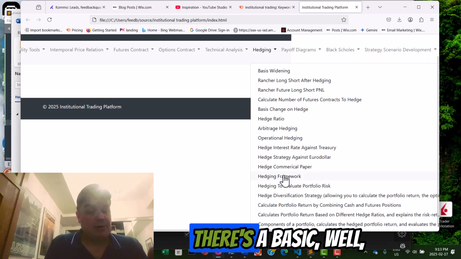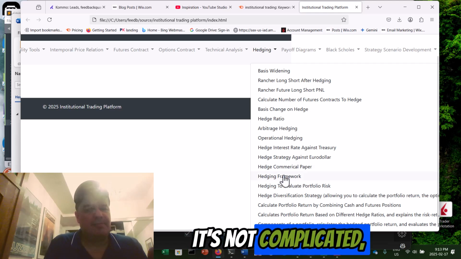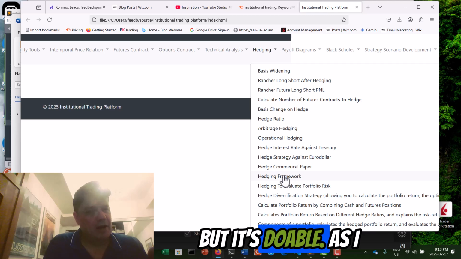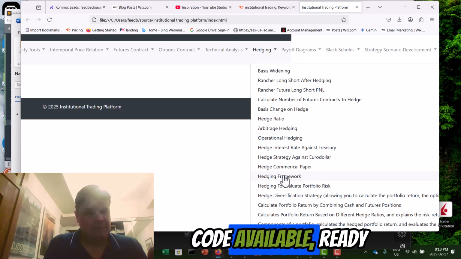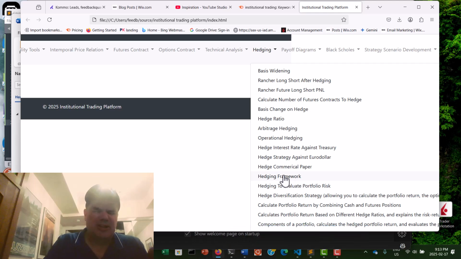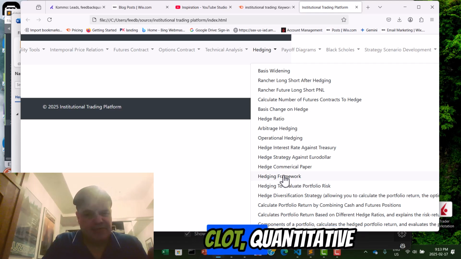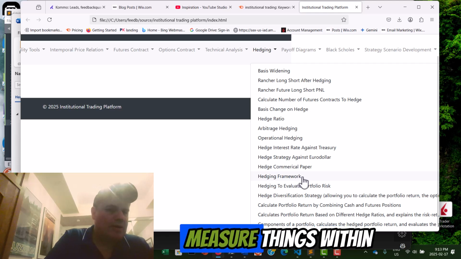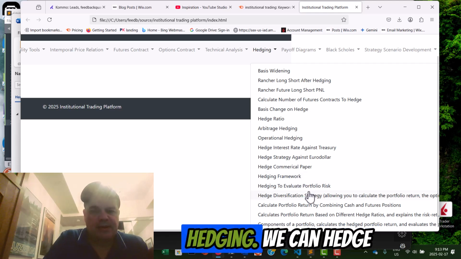Okay. There's a basic, well, I shouldn't say basic. It's not complicated, but it's doable. As I said, I've got all the code available, ready to go. Put in the parameters, you get the outputs. So here, using the quantitative techniques, we could measure things within a framework of hedging.